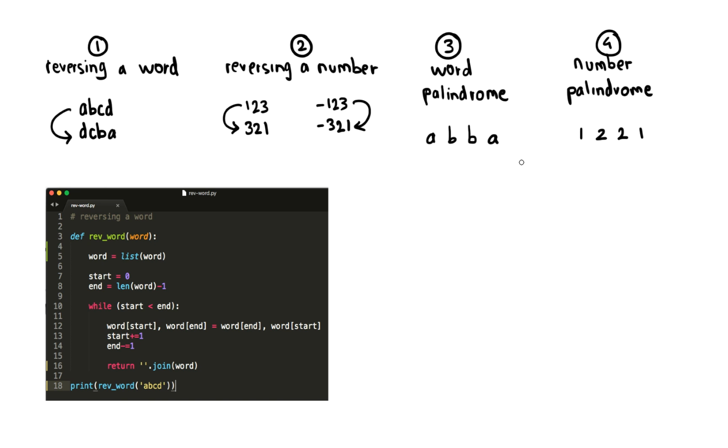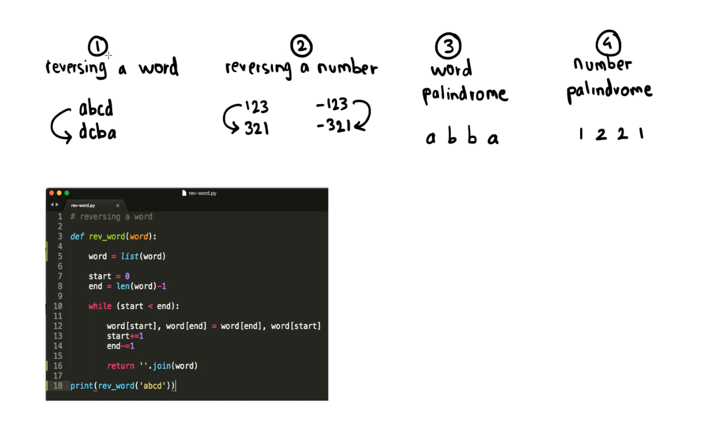Okay, so what's a palindrome? If you have a look at this string and if you reverse it, it's still going to be ABBA. So when that happens, we call it a palindrome. And the same thing with this number, if you reverse it, it's going to be 1221. So that's a palindrome.